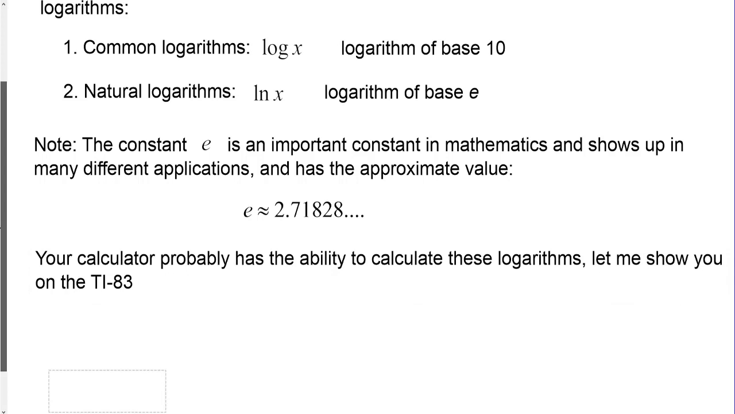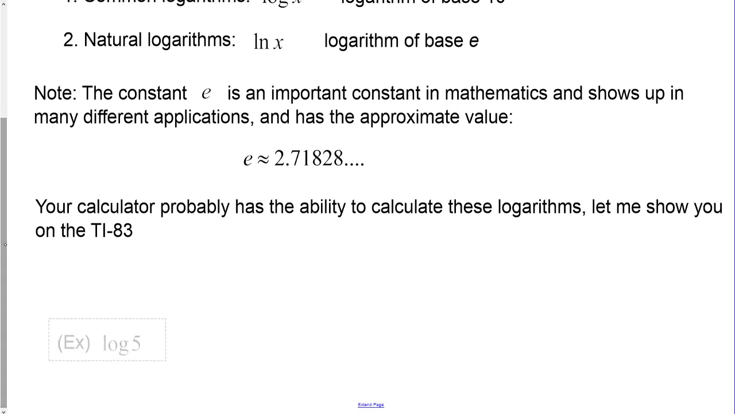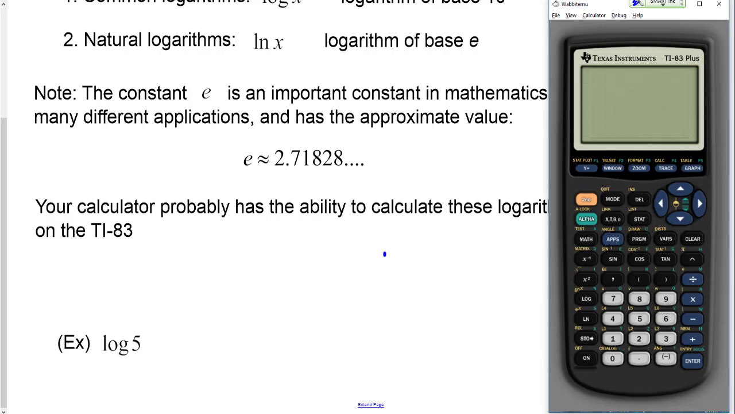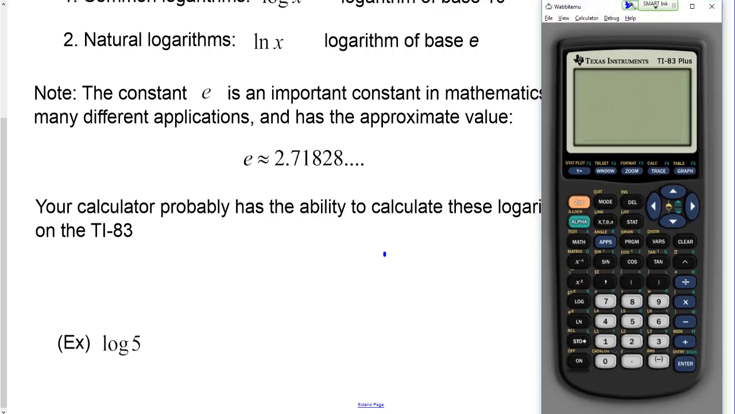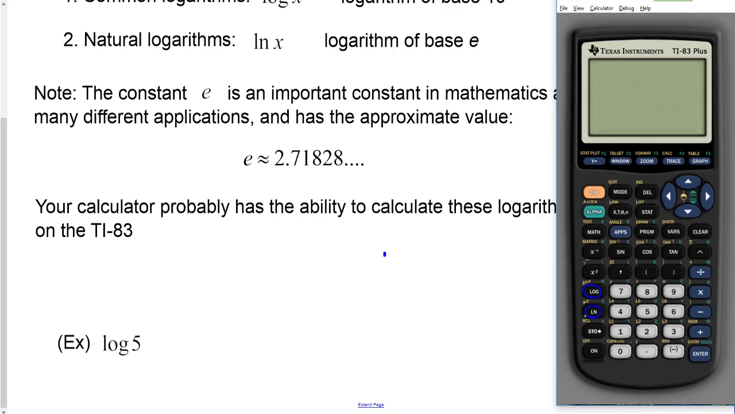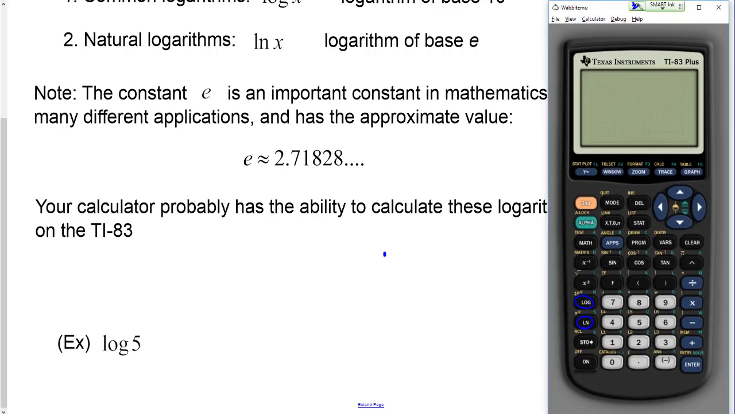And your calculator probably has the ability to calculate these logarithms, and on the TI-83 I'm going to show you how that works. So let me pull that up and I will begin with an example of calculating log of 5. Okay, so on the TI-83 we have the ability to calculate logarithms. The way we're going to do that is through the log key, so that's our common logarithm, and ln, which is the natural logarithm. So those are the two keys that we're going to work with in order to do logarithms. So let me clear that out.